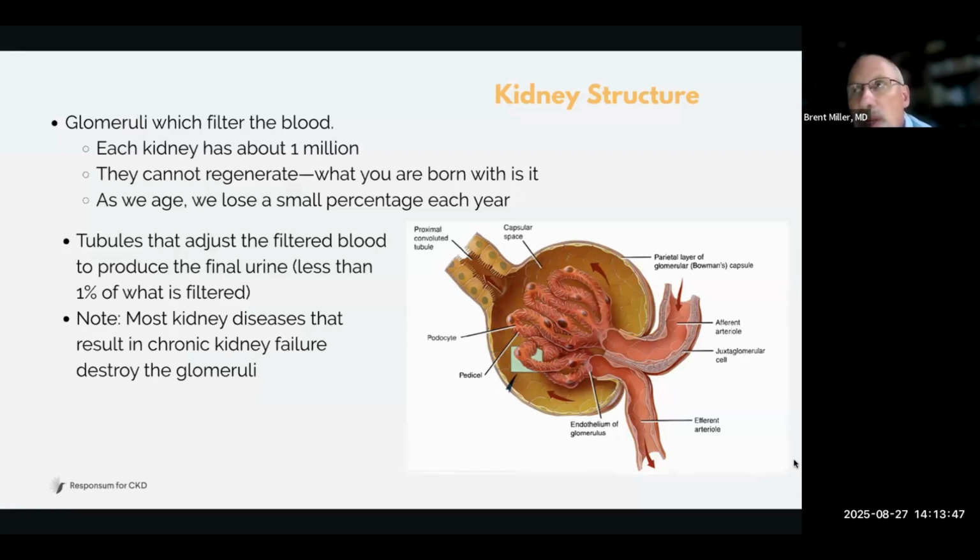Now, I will put an asterisk on that: if you catch a process in the kidney early and it's just undergoing inflammation and it hasn't progressed to a scar, if you treat that problem and halt the inflammation, the glomeruli can heal. That would be early IgA nephropathy, early lupus, believe it or not, even early diabetes. So there's a caveat to that. But in general, once you damage these glomeruli, they cannot repair.